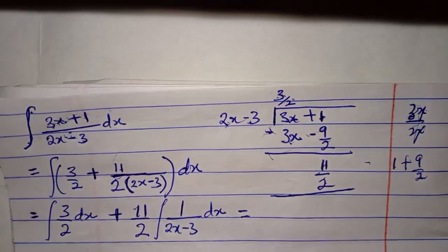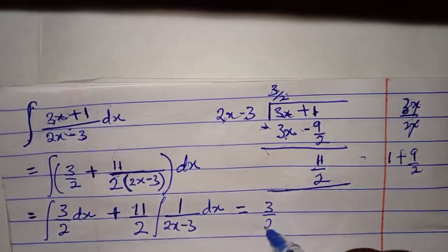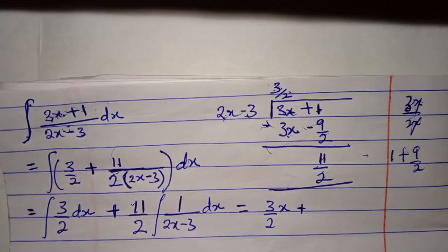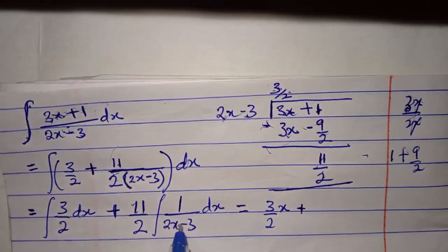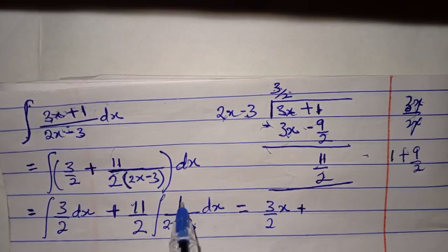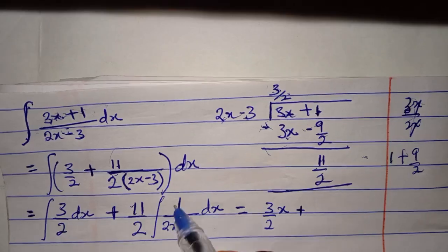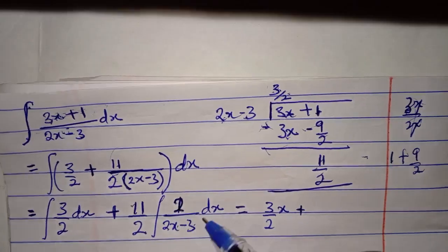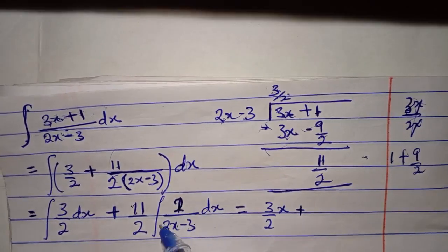Okay, if I integrate this, I'm going to obtain 3 over 2 x plus, watch, if I differentiate 2x minus 3, what will I get? I'll get 2, right? At the numerator I have 1. So to get 2 at the numerator is just to multiply 1 by 2, right? If I multiply 1 by 2 now, here will now be 2. So if I must multiply the top by 2, I must also multiply the bottom by 2. That means I should also say 2x minus 3 times 2.